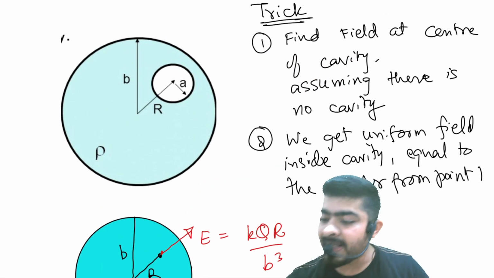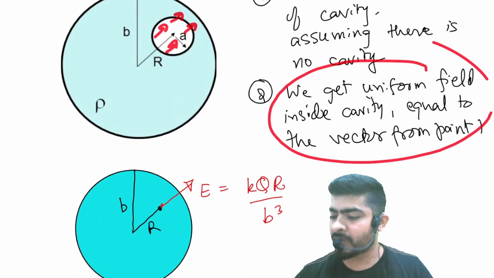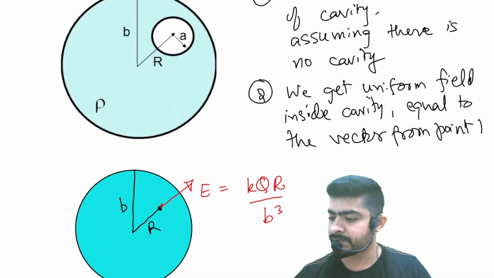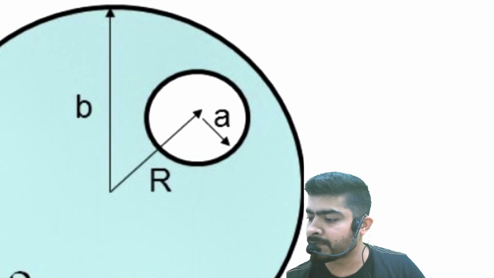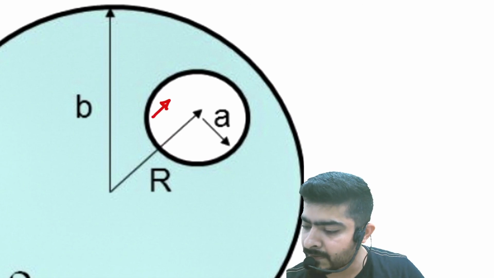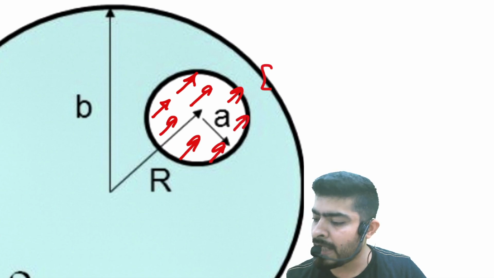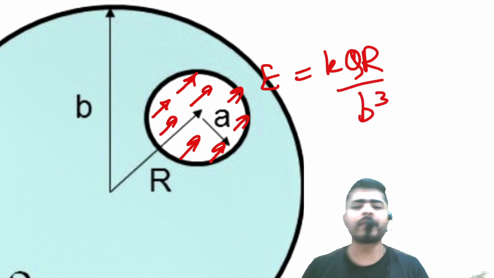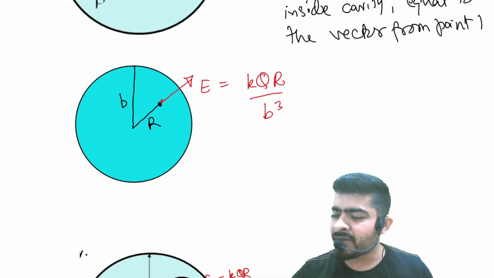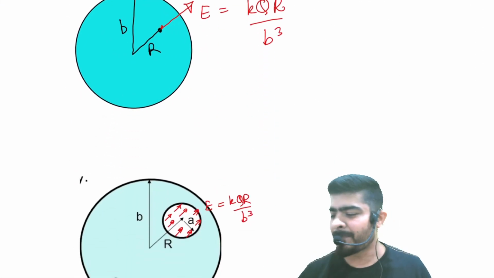So inside the cavity, everywhere the electric field will be uniform. Let me draw that again. Here, if you observe, my electric field will be like this. Everywhere it will be equal to kQR, sorry, capital R by b cube. Simple. So we are getting a uniform electric field given by this simple trick that you can apply during the exam. So that's it.